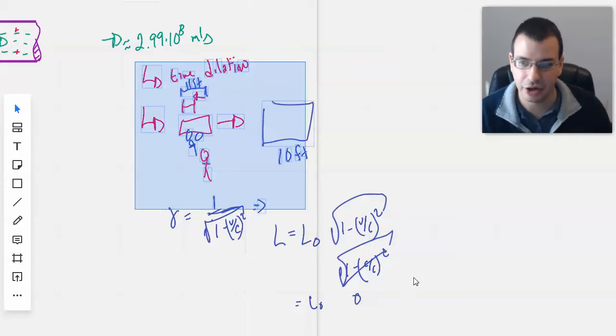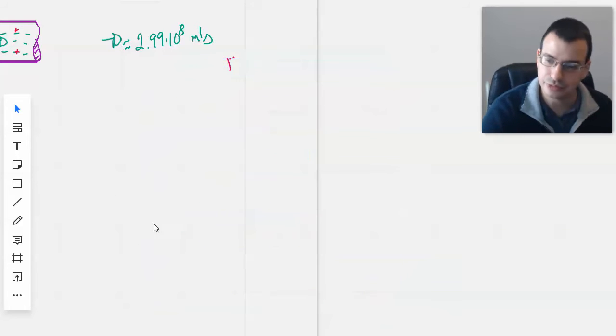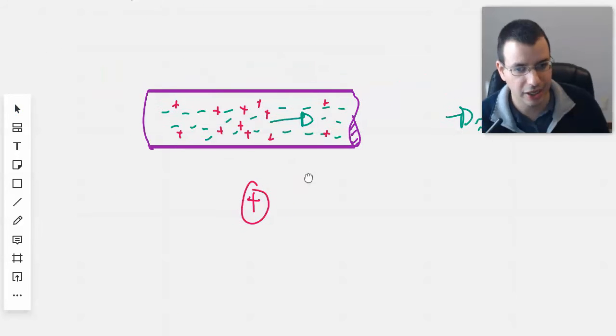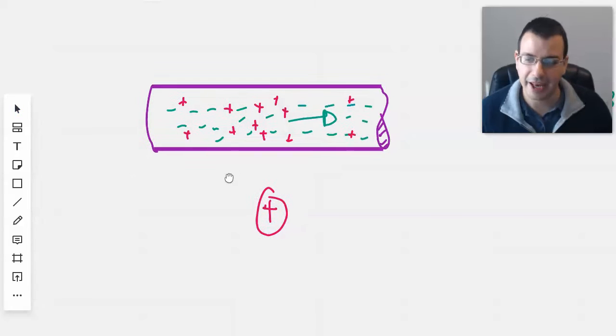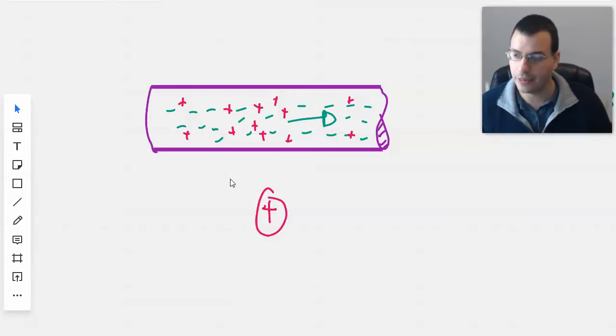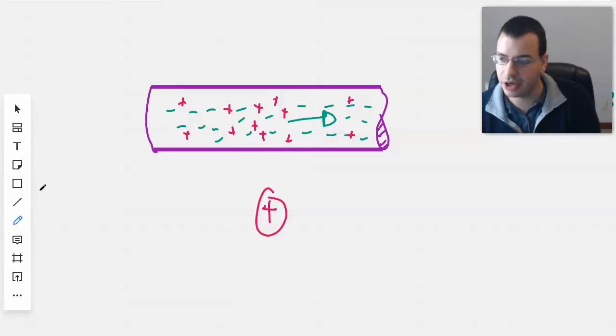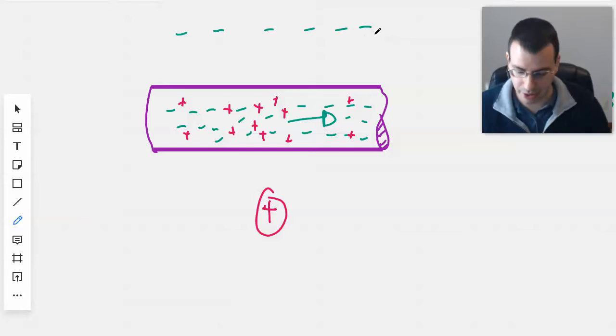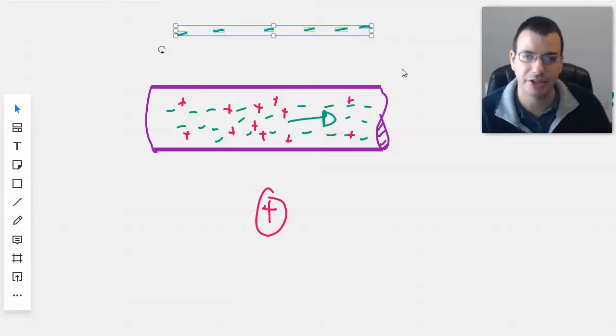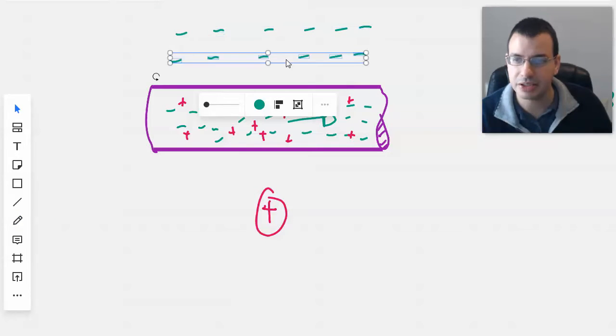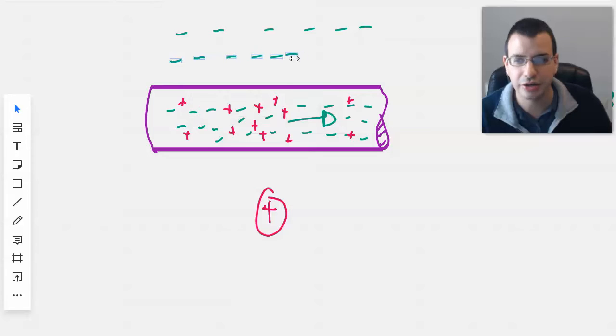As things get faster, they contract. So we have all these electrons in here, and as they're moving, they are also contracting. So these electrons go from spaced out like this to something like, ooh, I think I'm going to copy and paste this. Copy, paste, shrink, shrink like so.